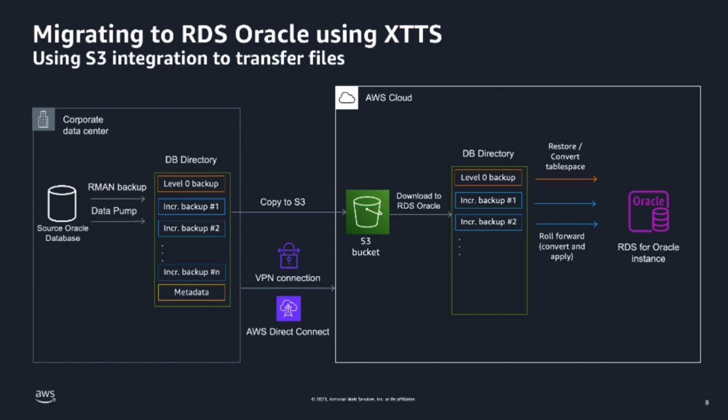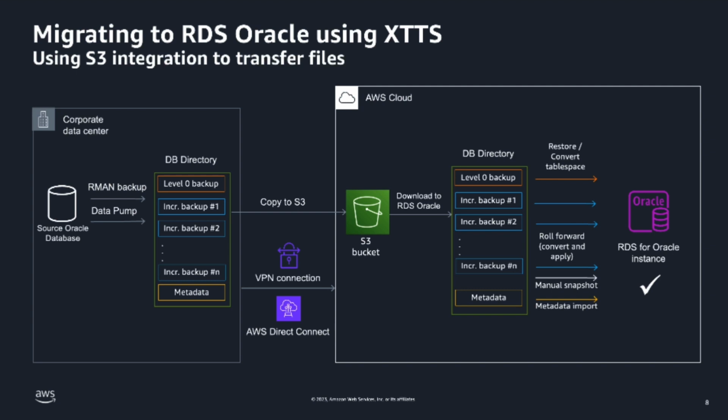Finally, put tablespaces in read-only mode and take the final incremental backup as well as the metadata export dump. Repeat the process of copying to S3 from source and then downloading from S3 to the RDS Oracle directory object. Here, you will apply the final incremental backup. It is recommended to take a manual snapshot on your RDS Oracle instance before metadata import. This allows you to restore your database in case of any issues with metadata import. After successful metadata import, you will open the tablespaces in read-write mode before application cutover.